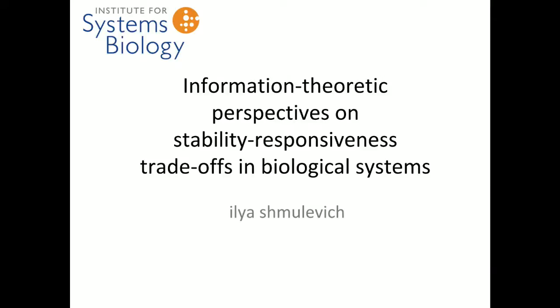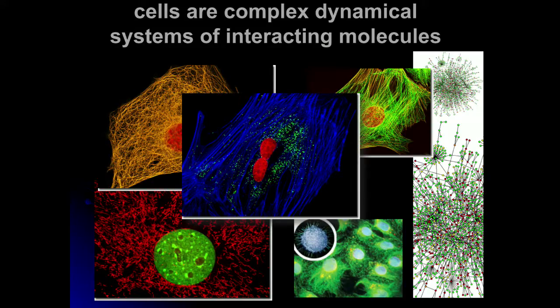Okay, let me see if I can move this. Okay, so a little bit of background of how we can think of cells. We can think of cells as complex dynamical systems that are composed of many interacting biomolecules, be it nucleic acids, or proteins, or lipids, or metabolites, and so on and so forth. So these are complex dynamical systems that essentially govern the cell's behavior, and the cell is the emergent property of that system.